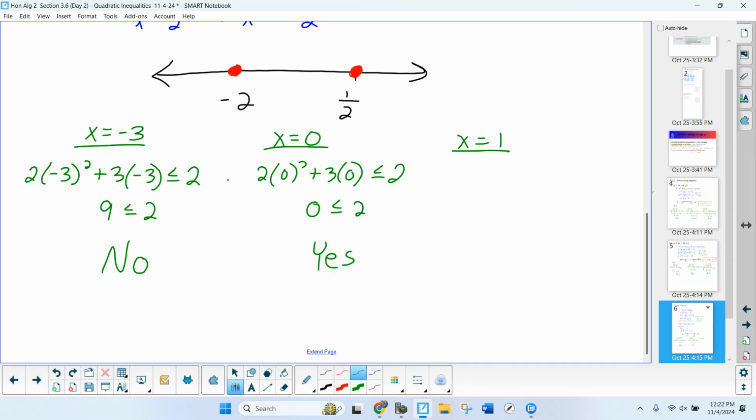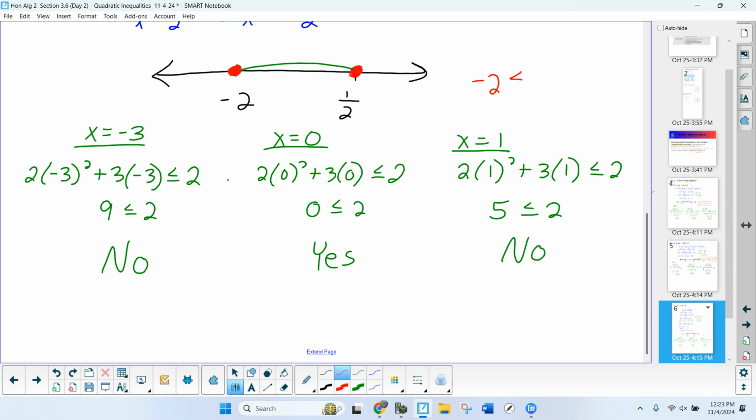Okay, then we want to plug in 1. Well, that's just 2 plus 3. What do you guys get there? Is 5 less than or equal to 2? Nope. So it's no, yes, no. So that means it's everything in the middle. How do you write the inequality that matches that? Negative 2 is less than or equal to x, which is less than or equal to 1/2. Beautiful.